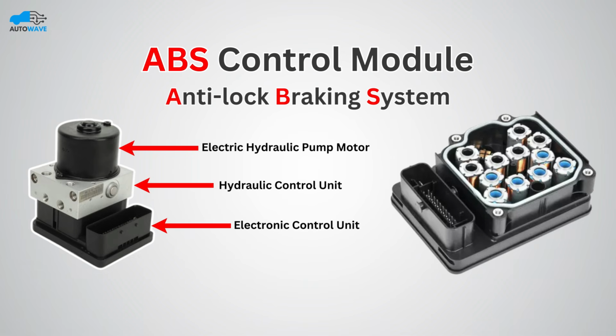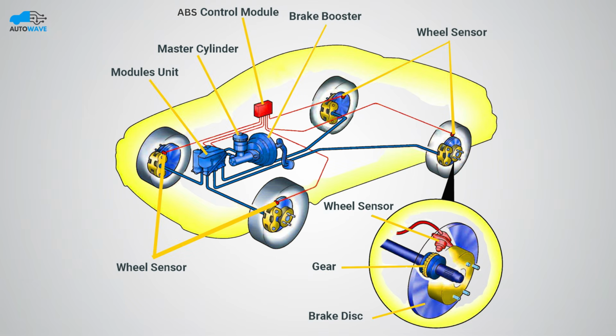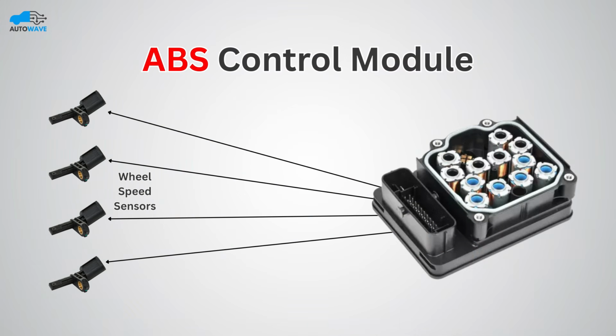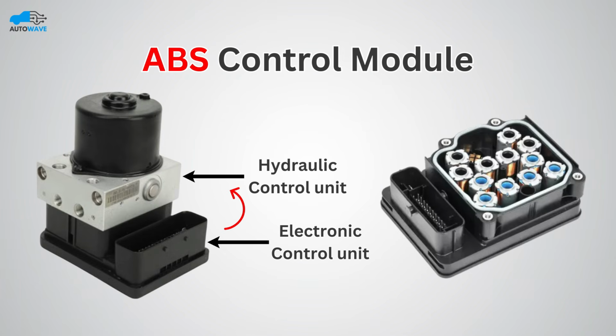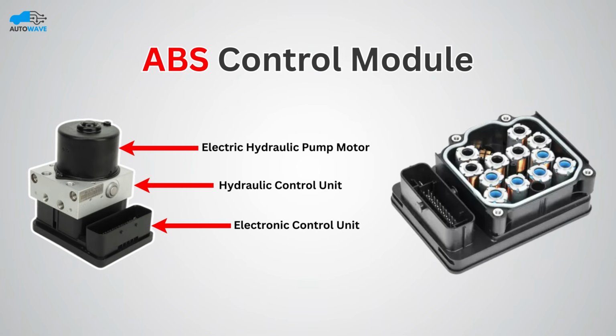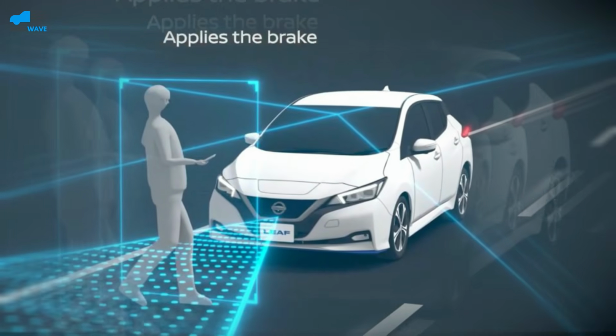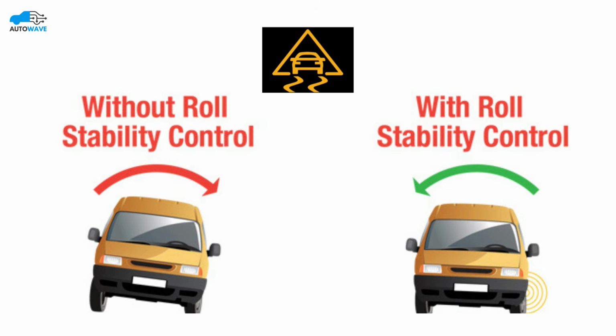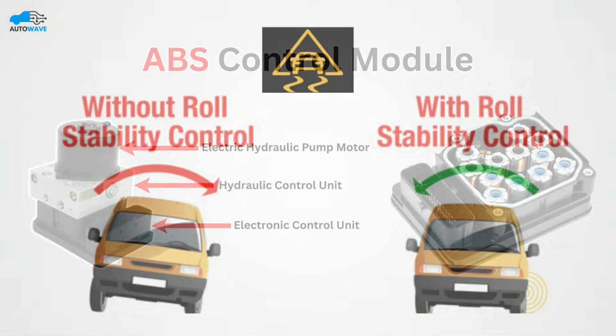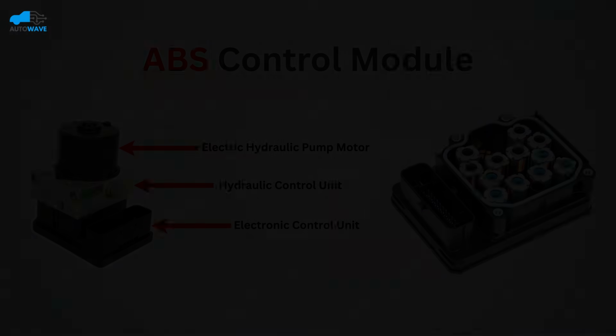The electronic control unit of ABS is attached with its hydraulic control unit. Its job is to control all operations related to ABS. It receives data from the wheel speed sensors and uses this data to control the hydraulic control unit. In modern cars, braking-related advanced driver assistance systems like Electronic Stability Program (ESP) and Vehicle Stability Control (VSC) also operate through the ABS control module.